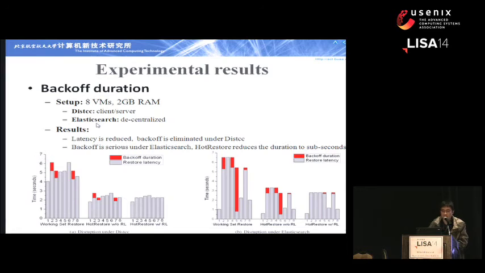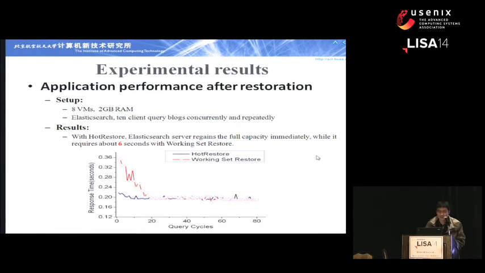Next, we provide the backoff duration. We set up a cluster. We use Elasticsearch to show the case. The right picture shows the backoff duration in Elasticsearch. The green bar is the latency, and the red bar shows the backoff duration. We can see that our approach reduces both the latency, and the duration is also reduced to a few milliseconds.